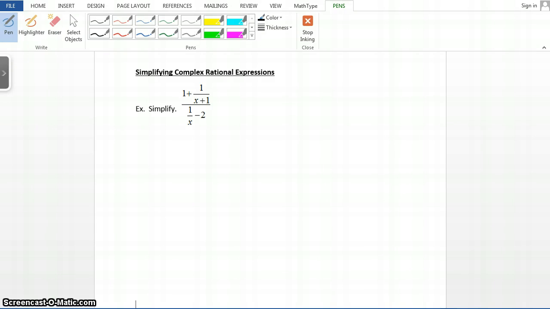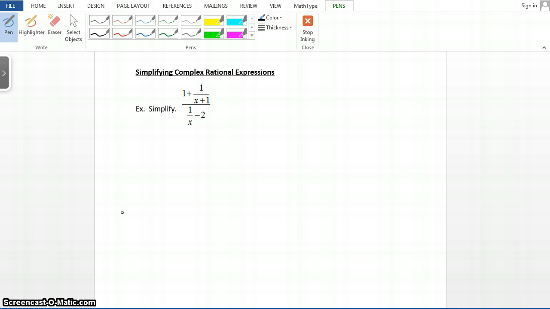Here's an example of simplifying a complex rational expression. This is a complex rational expression because there's a smaller little rational expression in the numerator. There's also one in the denominator. So when that happens, it's a complex rational expression and it is not simplified. You just can't leave it that way.